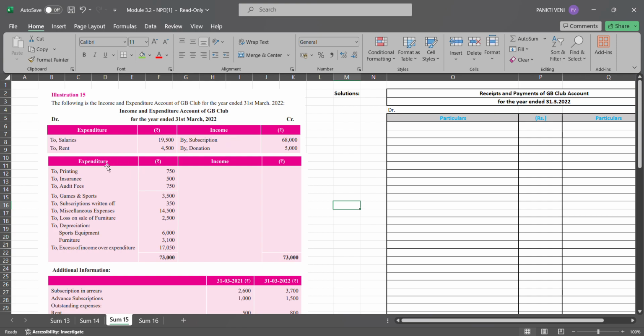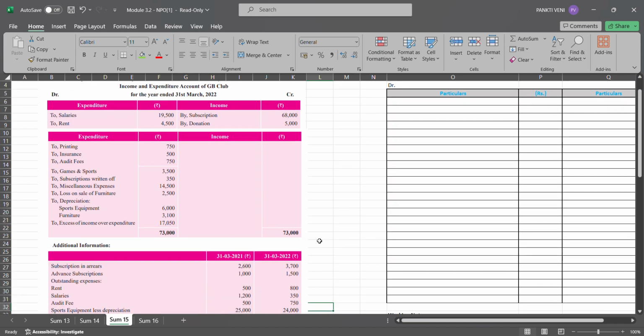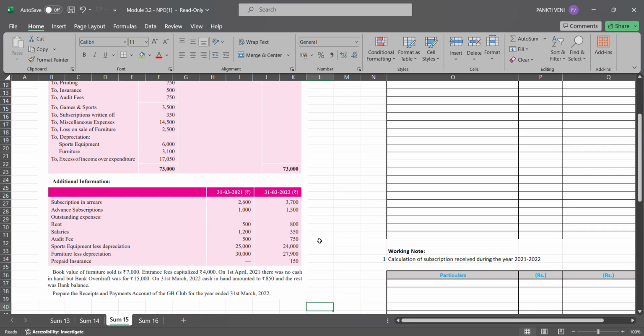So we have salaries, rent, subscription, donation on the income side, and printing, insurance. They have given us a list of expenses. Then they have given us additional information: subscription in arrears, advance subscription, outstanding expenses, rent, salaries, audit fees, sports equipment less depreciation, furniture less depreciation. The book value of the furniture sold is rupees 7,000, so they have given us the sale value of furniture as 7,000. Entrance fees capitalized rupees 4,000.